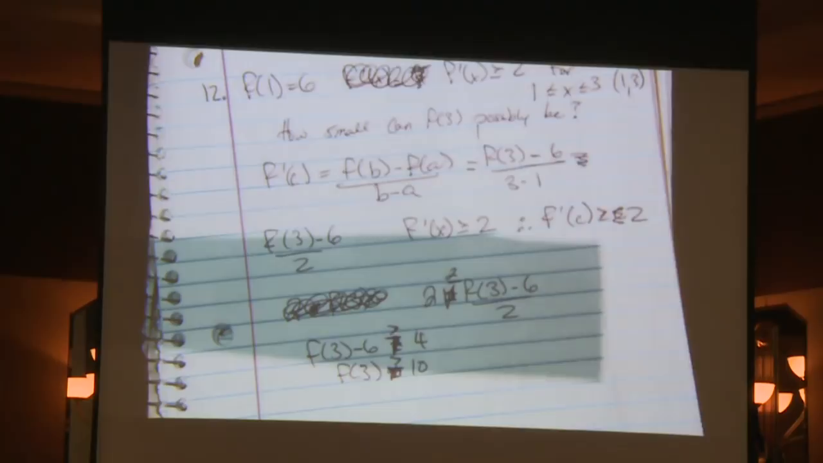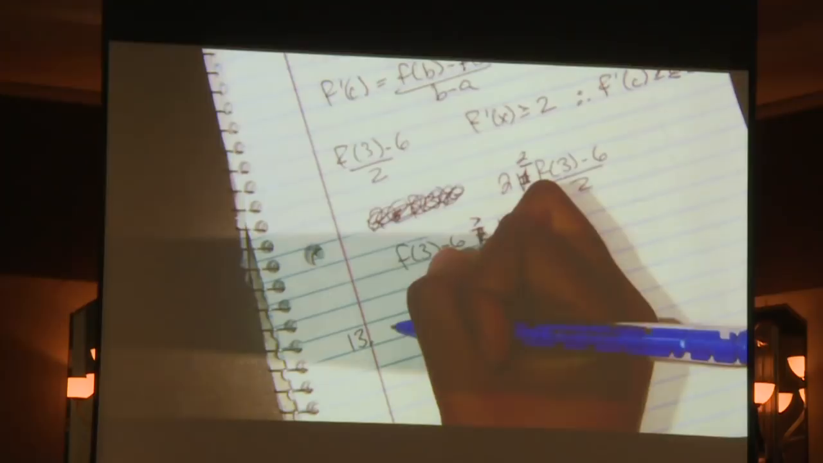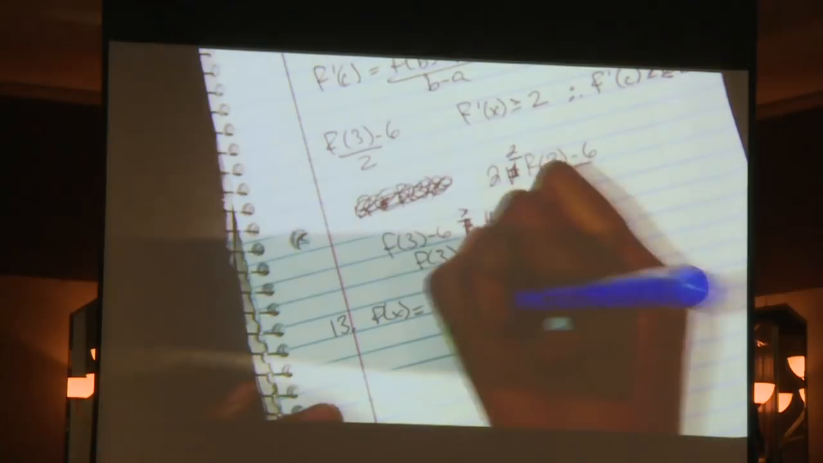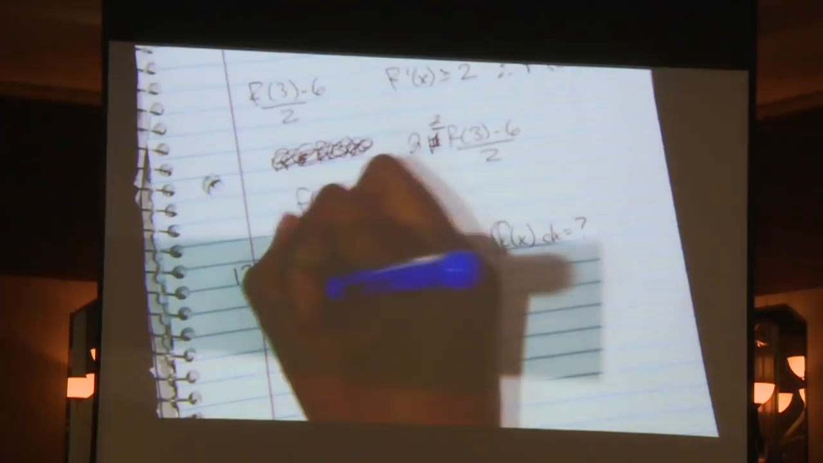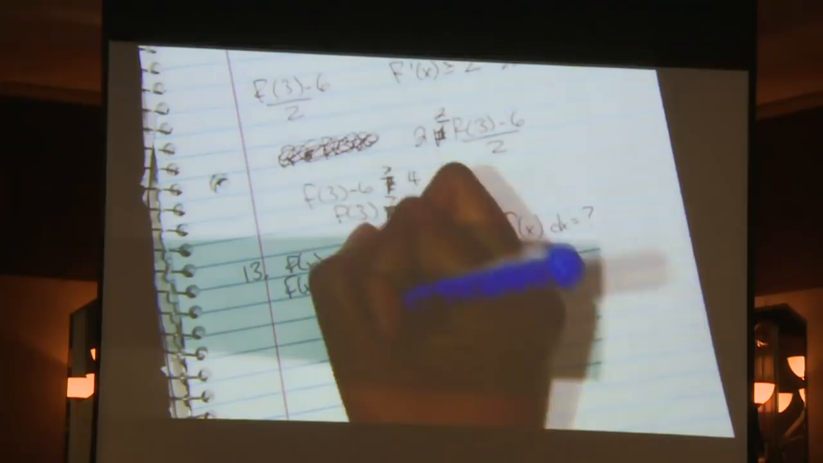13. Says, find the most general antiderivative of the function f of x equals x plus 1, x minus 1. First, I'd highly suggest factoring this out, not factoring, but foiling it out. And you end up getting x squared minus 1. And now you can go ahead and take the derivative.